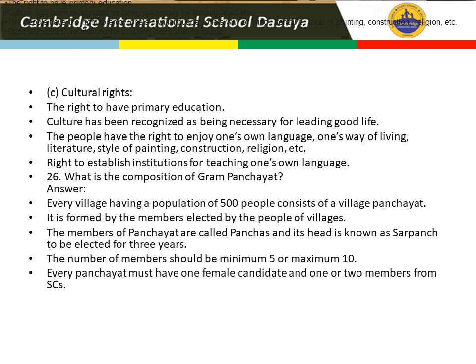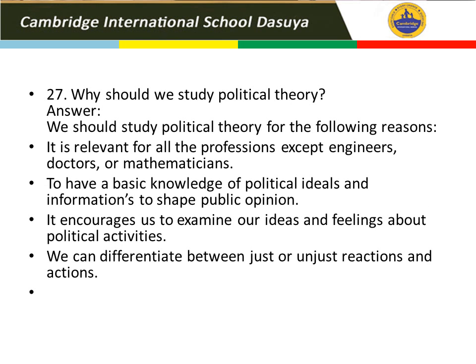Question number 26. Composition of gram panchayat. Yes, at the local level. Every village with a population of 500 people has a village panchayat. It is formed by the members elected by the people of the village. Members of panchayats are called panch and the head is known as sarpanch. The number of members should be minimum 5 and maximum 10. Every panchayat must have one female member and one or two members from SC or BC caste.